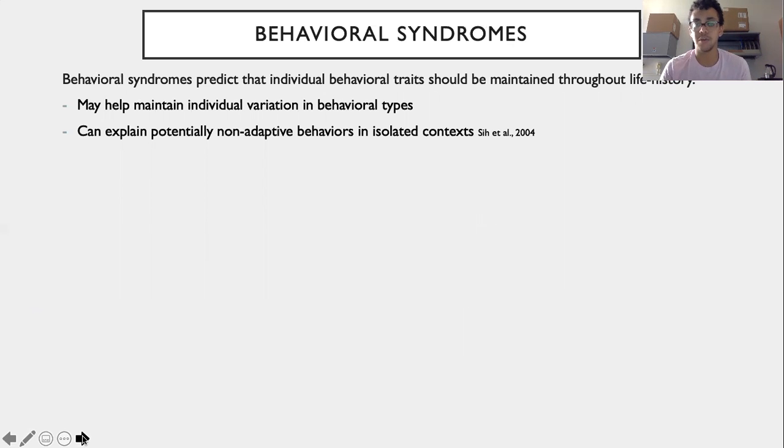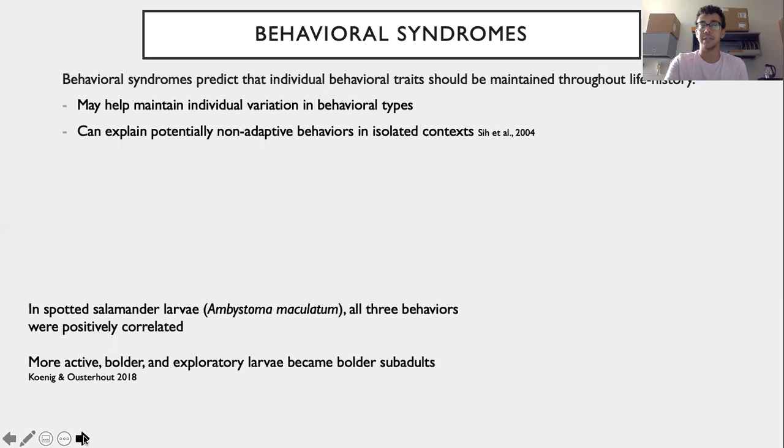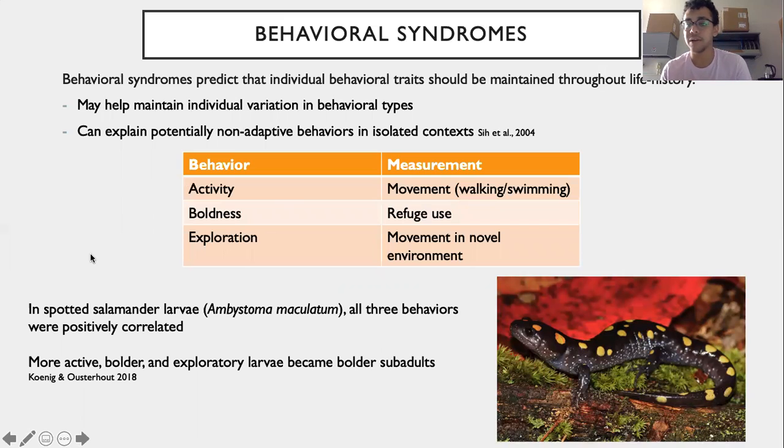But first, I'm going to talk to you about behavioral syndromes. Although they're not typically known as phenotypic plasticity, behavioral syndromes predict that individual behavioral traits should be maintained throughout life history. They may help maintain individual variation in behavioral type and can potentially explain non-adaptive behaviors in isolated contexts. In the case of the spotted salamander larva, it was shown across activity, boldness, and exploration, which are ways that they've measured behavior, that across all three behaviors, these were positively correlated, meaning that more active, bolder, and exploratory larvae then became bolder subadults post-metamorphosis. So this is an example of how these behavioral syndromes can carry over across life stages and potentially have this carryover effect like we talked about beforehand.